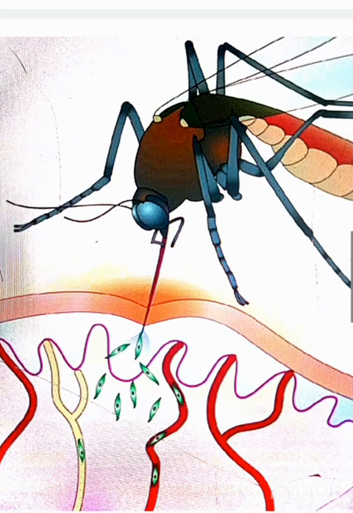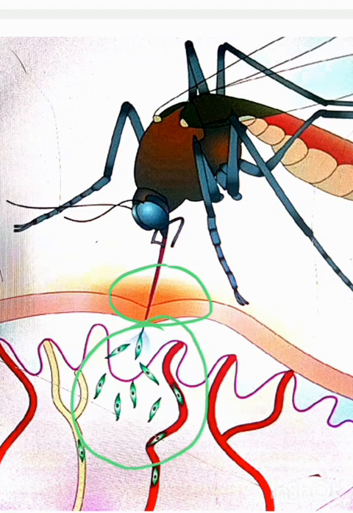Here, this is a picture of a mosquito. As you can see, biting the skin. This is the skin, and these things that are going inside the body are the sporozoites.